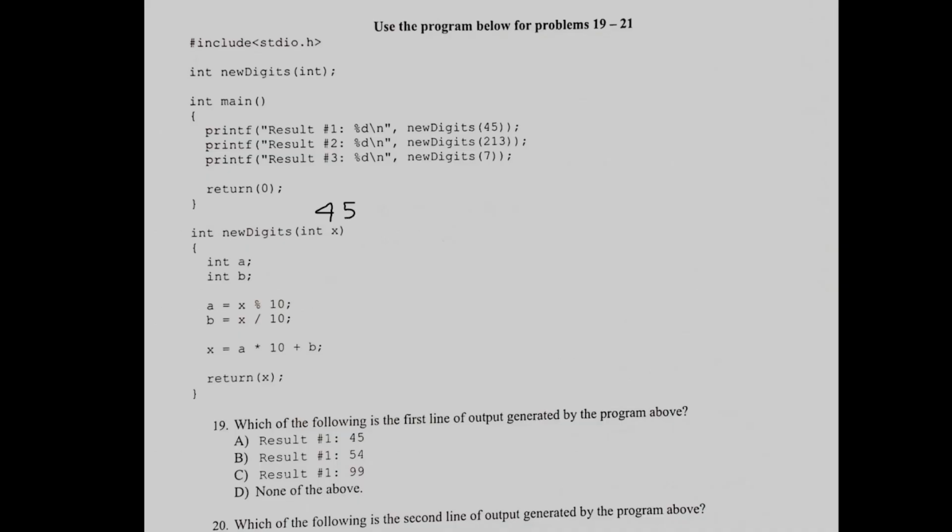In this function, it defines int a and b, and it sets a to x modulus 10, which is 45 modulus 10, which is going to be equal to 5. And then it sets b to x divided by 10. 45 divided by 10 is going to be 4. Remember, it's integer division, so you chop off all the digits. And then it's going to set x to 5 times 10, which is 50, plus 4, which is going to be 54. And then it's returning that to be printed. So the answer to 19 is going to be B, 54.